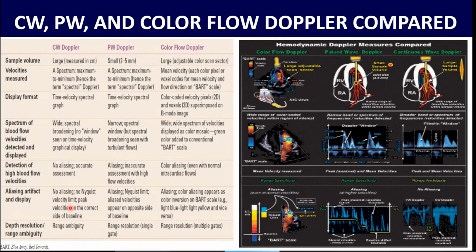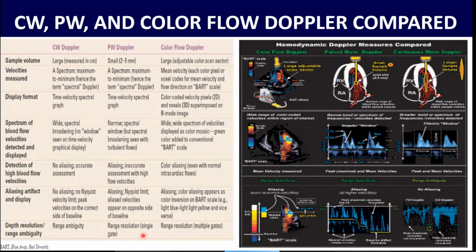If you cross the Nyquist limit, velocities will be aliased and appear on the opposite side of the baseline. Depth resolution is not possible in continuous wave Doppler, whereas in pulse wave Doppler, you know where the velocity is changing. That is called range resolution, and it is possible. So this in principle is about Doppler.